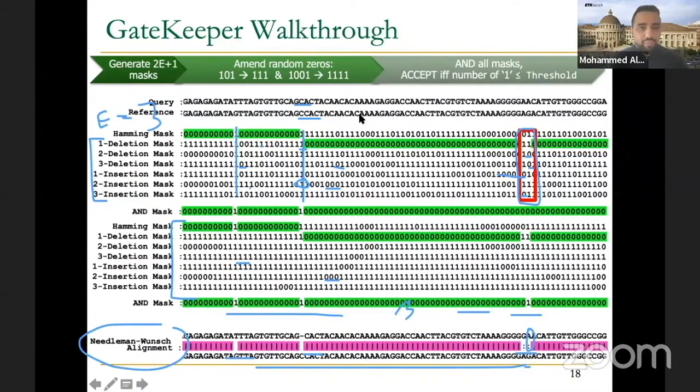So it will be accepted by our filter, but rejected by the sequence alignment. That's why we call it a false accept or false positive. And this is why we need still the sequence aligner to be there. Hopefully that answered a lot of questions about the algorithm.